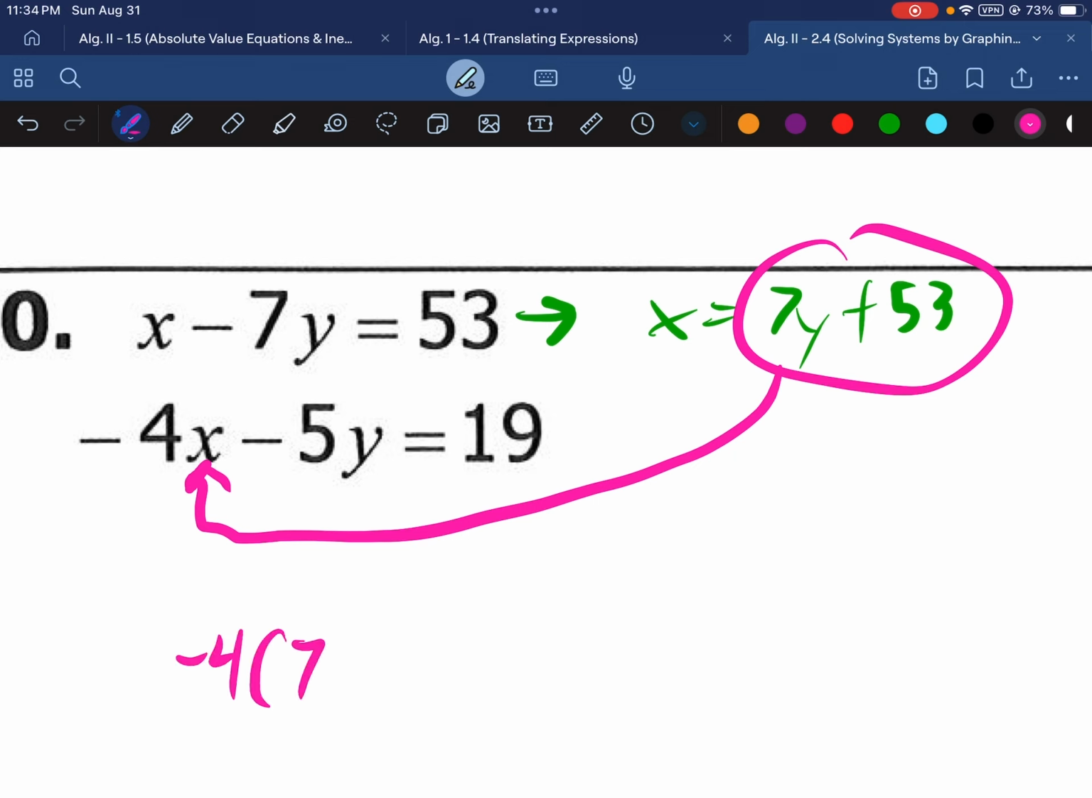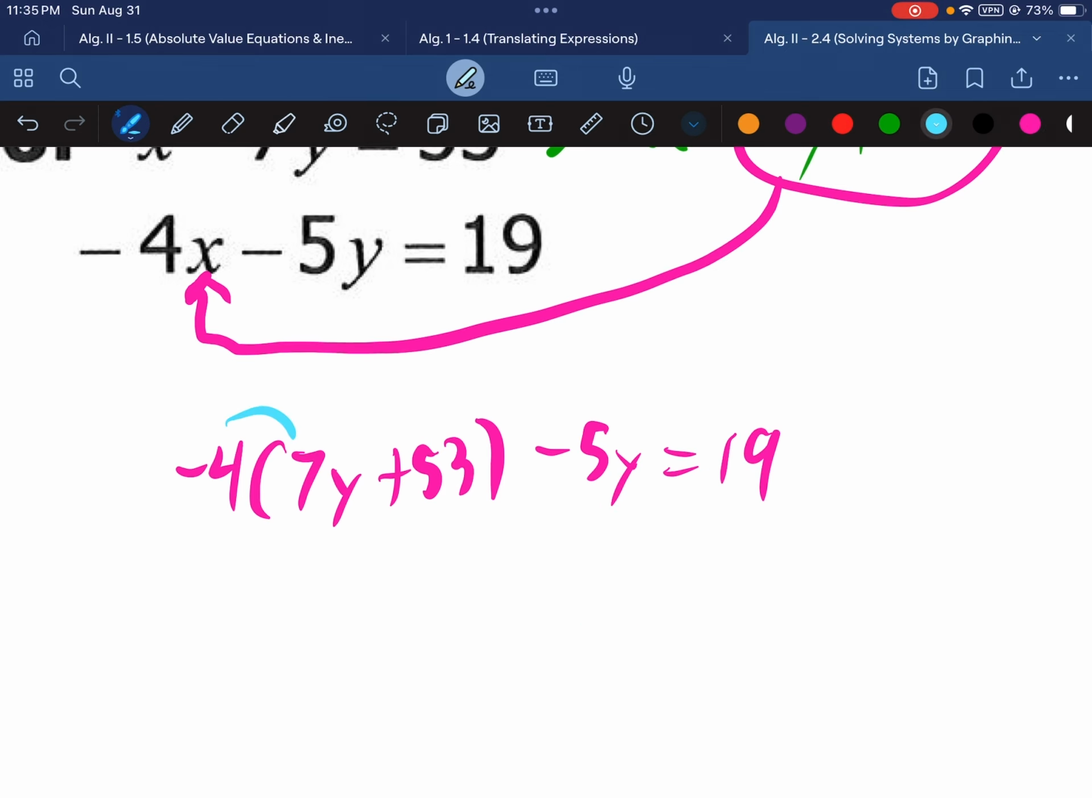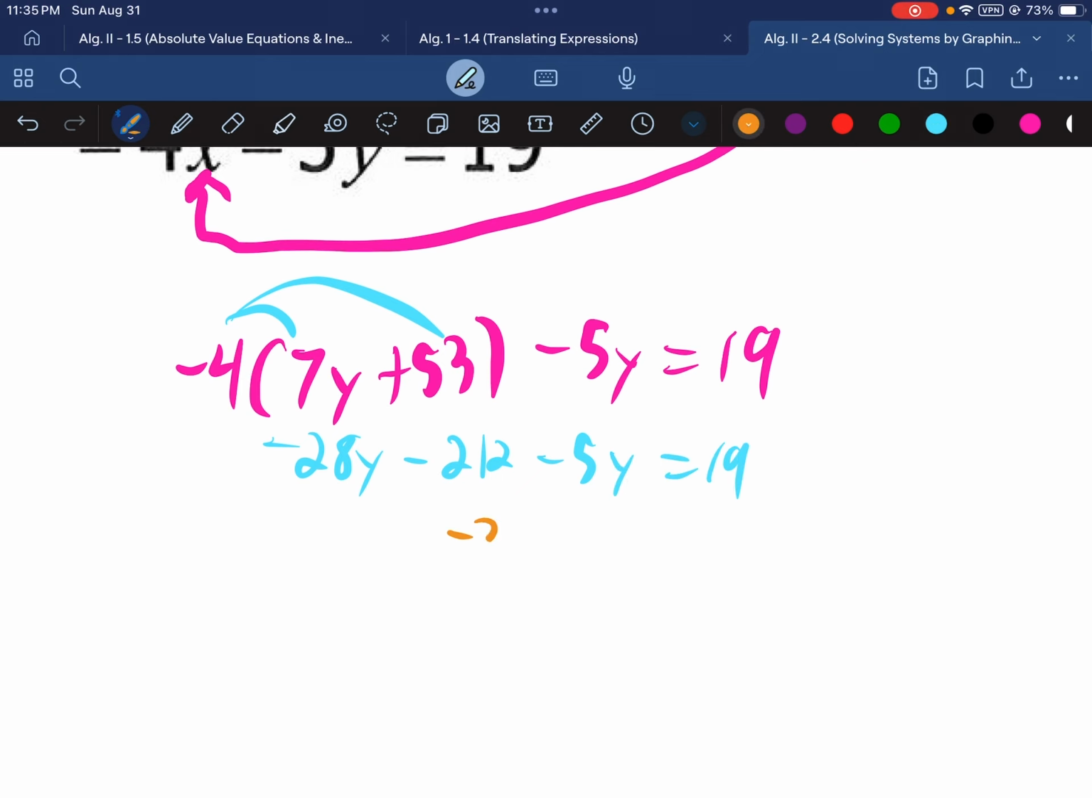And so I have negative 4 times this whole parentheses, 7y plus 53, and then I can resume writing the rest of the equation, negative 5y equals 19. I distribute my negative 4, and I get negative 28y minus 212 minus 5y equals 19. Combining like terms gives me negative 33y minus 212 equals 19. Then if I add 212 to both sides, I get negative 33y equals 231.